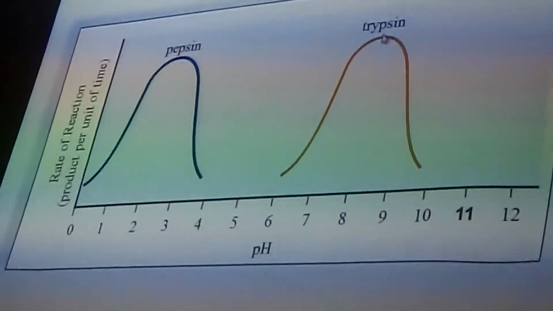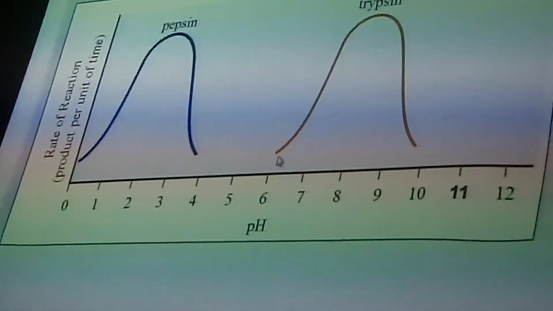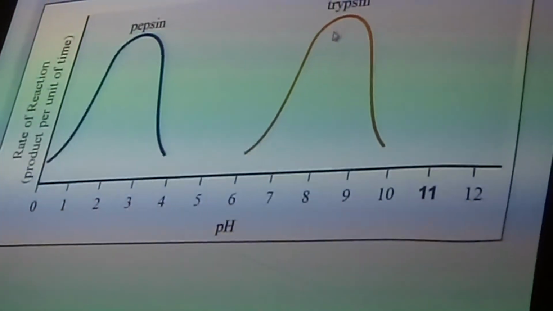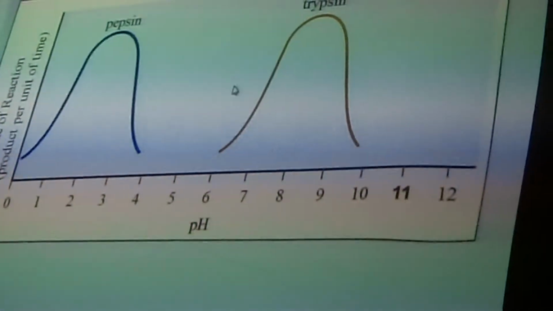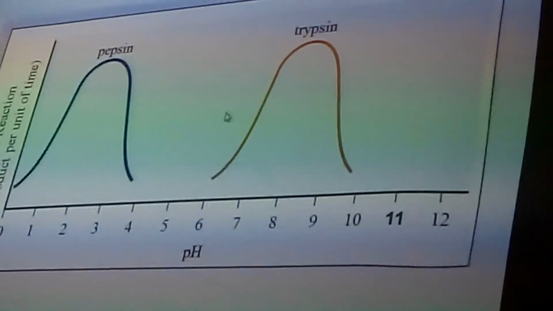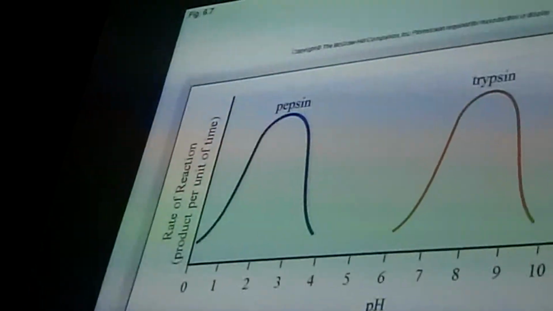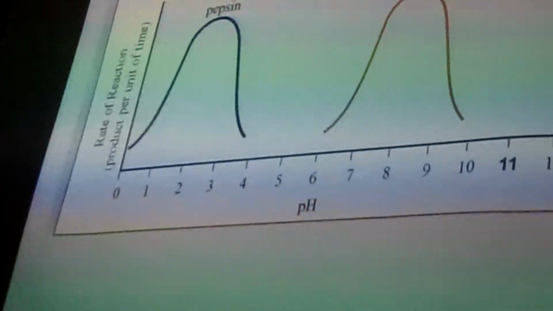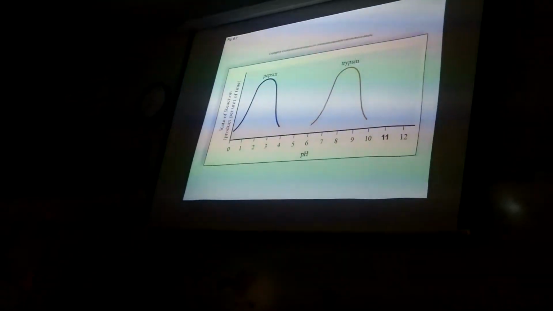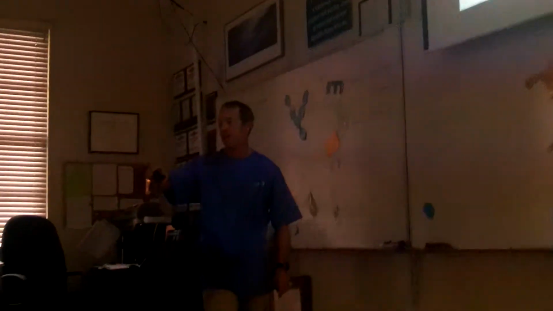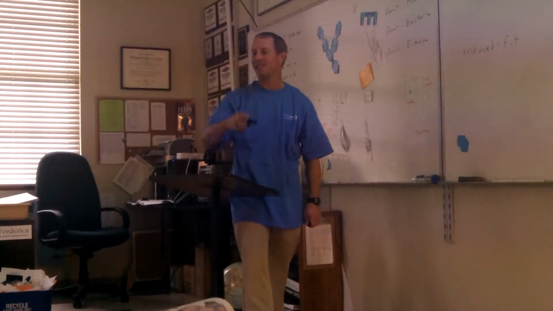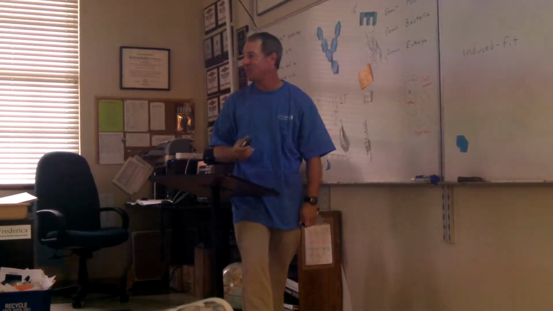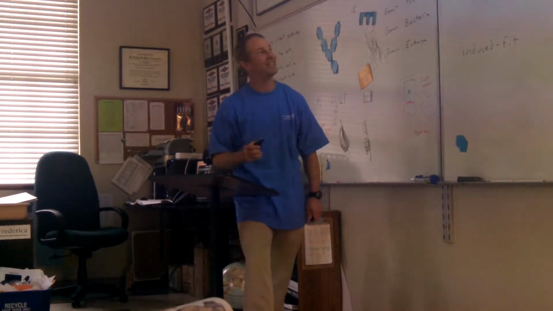Trypsin is found in your intestine, where it's a lot more basic. That's very active at around pH 8, where it's more basic. Every enzyme has its own specific pH where it works the best. We're going to do an experiment starting tomorrow and continuing Thursday, where we figure out what pH an enzyme works best at. You're going to have to figure it out. I'm not going to tell you what pH it is.